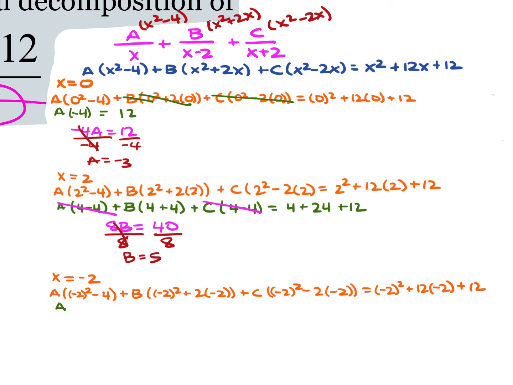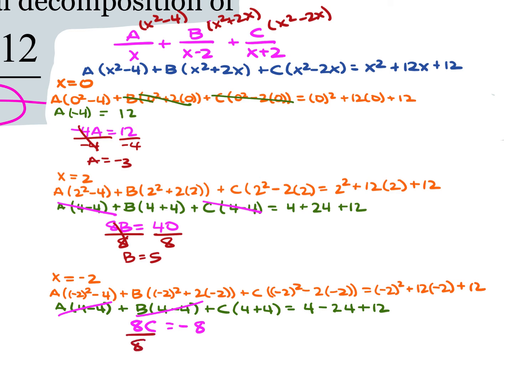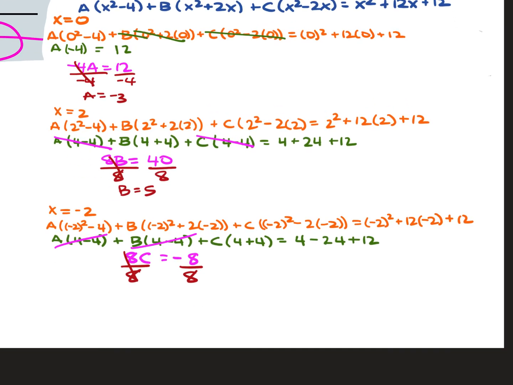So this is going to be a times (4 minus 4) plus b times (4 minus 4) plus c times (4 plus 4) is equal to 4 minus 24 plus 12. So 4 minus 4 cancels out the a and the b. We have 8c is equal to 4 minus 24 plus 12 gives us negative 8. We divide each side by the 8, and we get that c is equal to negative 1.